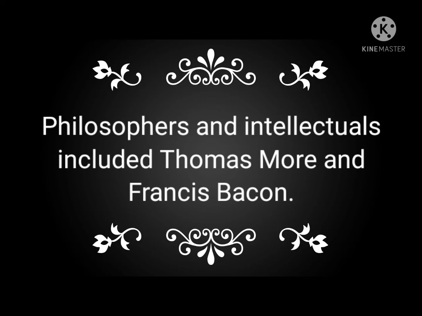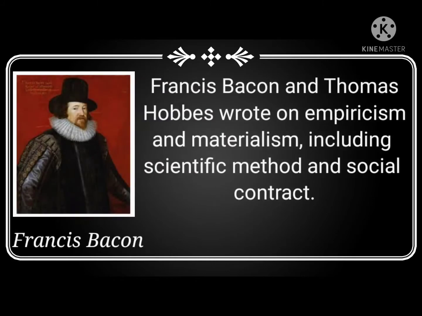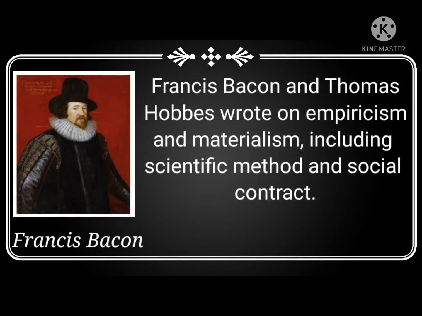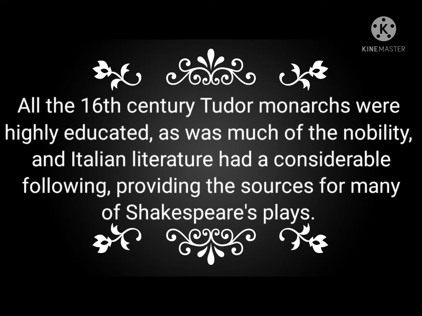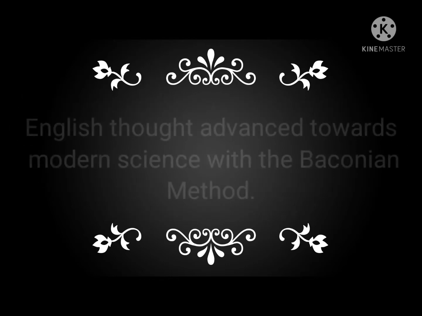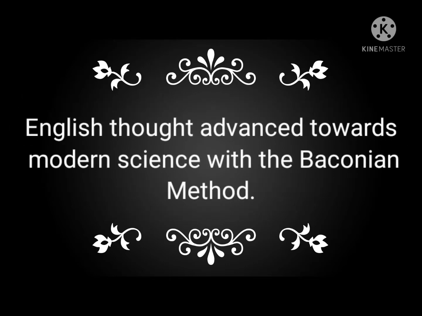Philosophers and intellectuals included Thomas More and Francis Bacon. Francis Bacon and Thomas Hobbes wrote on empiricism and materialism, including scientific method and social contract. All the 16th century Tudor monarchs were highly educated, as was much of the nobility, and Italian literature had a considerable following, providing the source for many of Shakespeare's plays. English thought advanced toward modern science with the Baconian method.